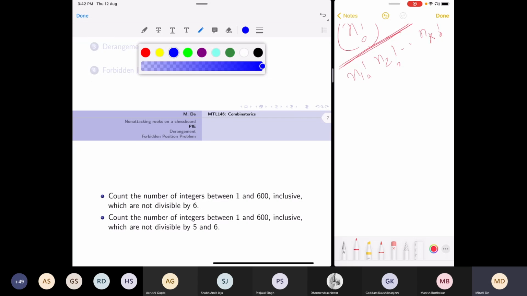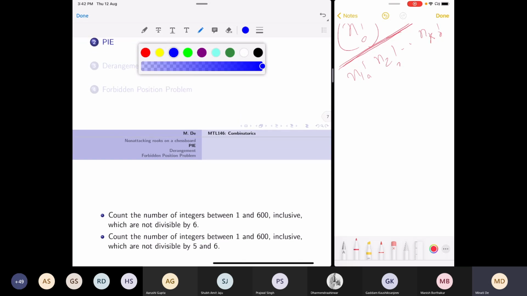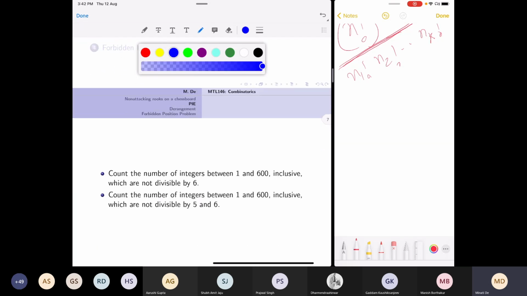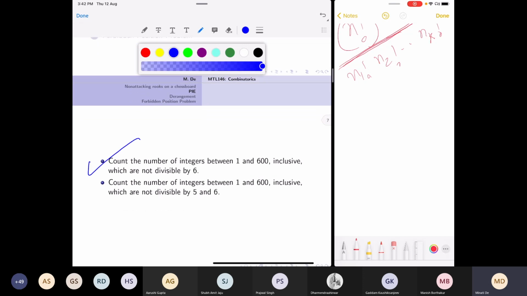This is a very, very simple question. I think all of you should answer this. Let's concentrate on the first question, not the second one. Let's say I am interested to know all the integers between 1 and 600, both inclusive, that are not divisible by 6. So I am interested to count the number of integers between 1 and 600 that are not divisible by 6. How would you count such a thing?